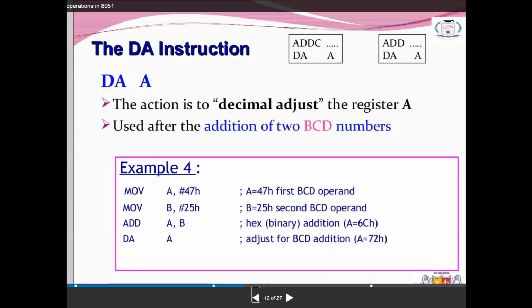Okay, now the DA instruction. DA means decimal adjust accumulator. While I want to perform addition, to get my addition result in BCD, I have to use the DA instruction. Very easily: MOV A, #47; MOV B, #25; ADD A, B. Actually, you have seen that they are using ADD A, B.